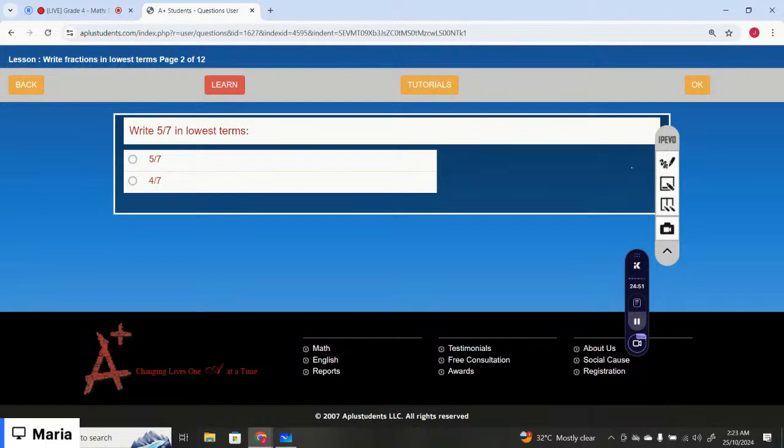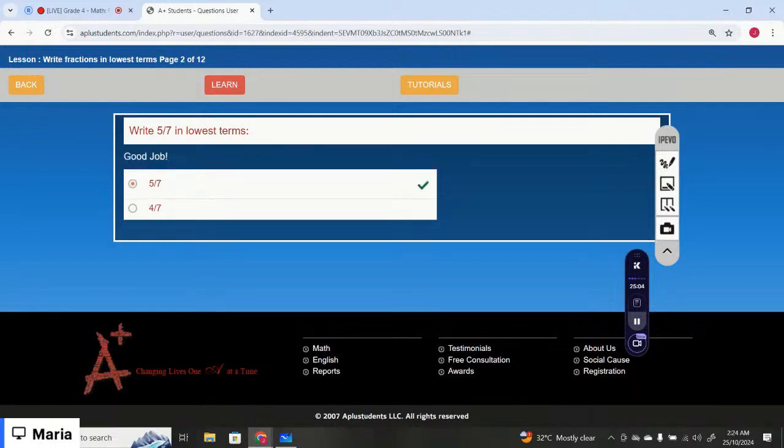5 by 7 is already in the lowest term, right? Why? 5 and 7, they both are prime numbers. So they cannot be reduced. They are already in the lowest term. The correct option is 5 by 7.